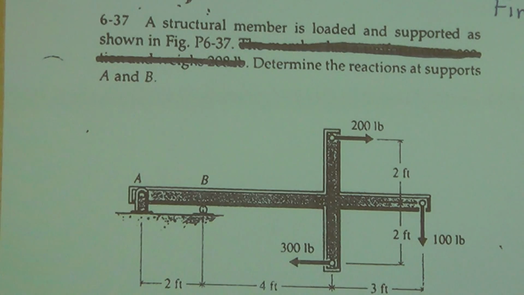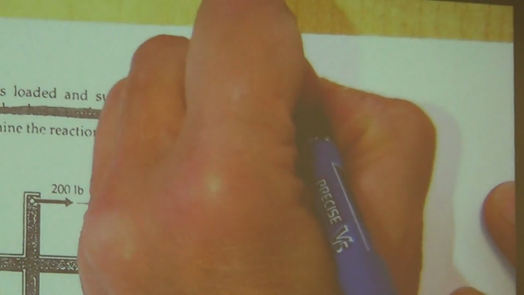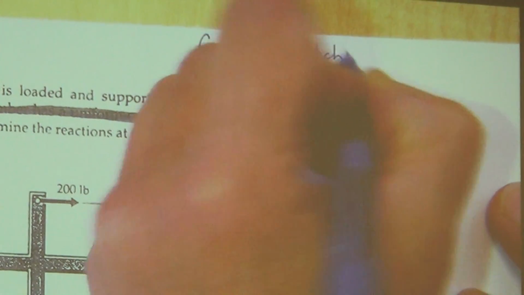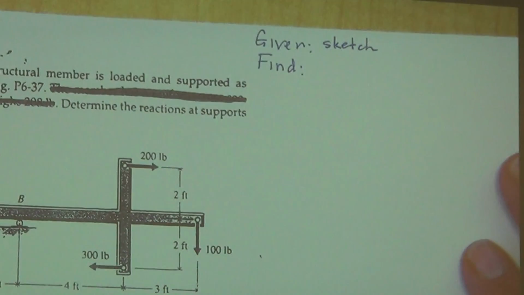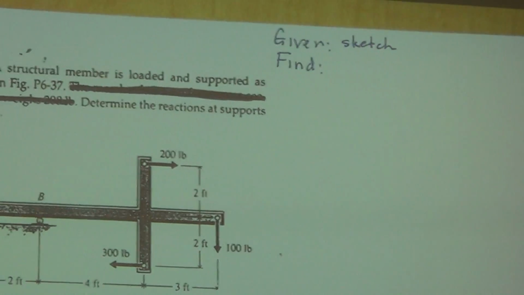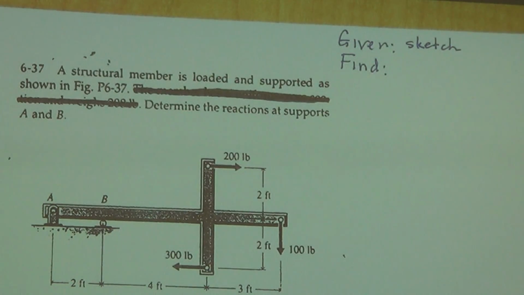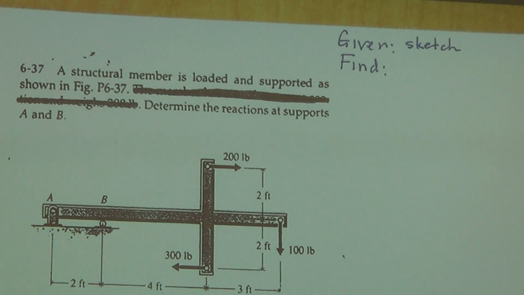Structural members loaded and supported as shown. Determine the reactions at supports A and B. So take a look at points A and B and figure out what kind of supports those are, and what kind of reactions are there.